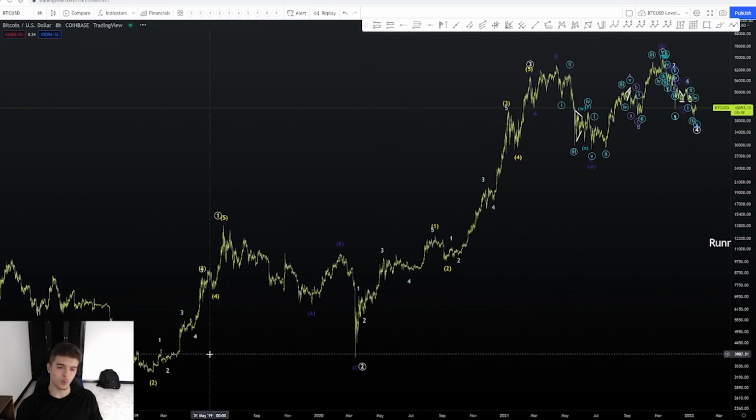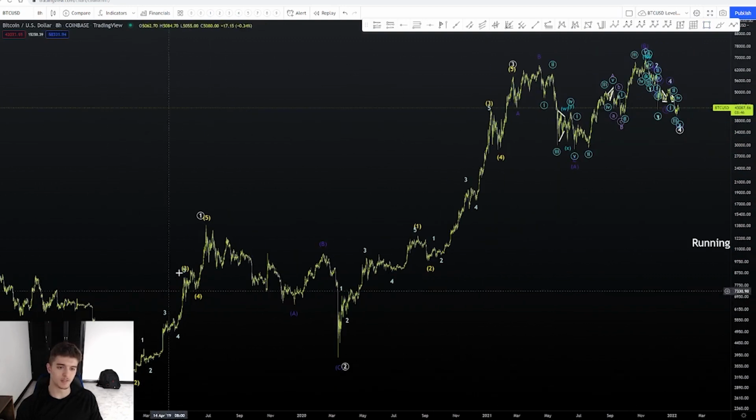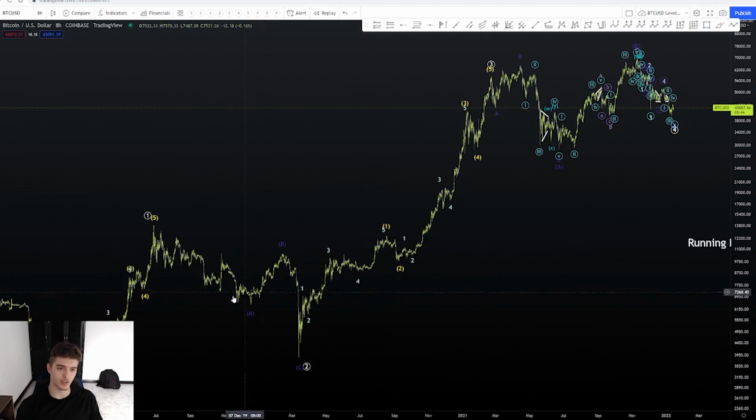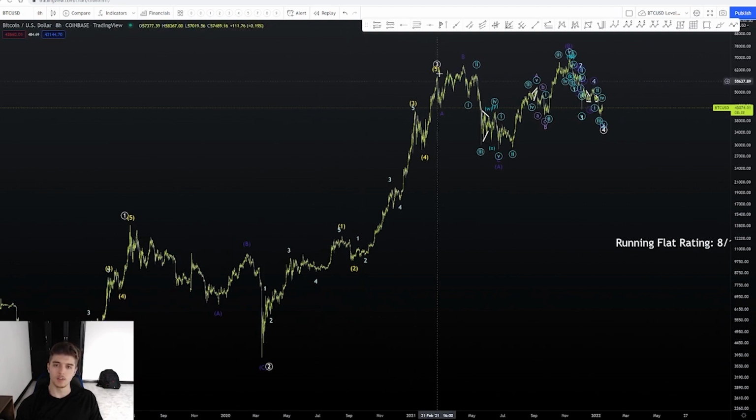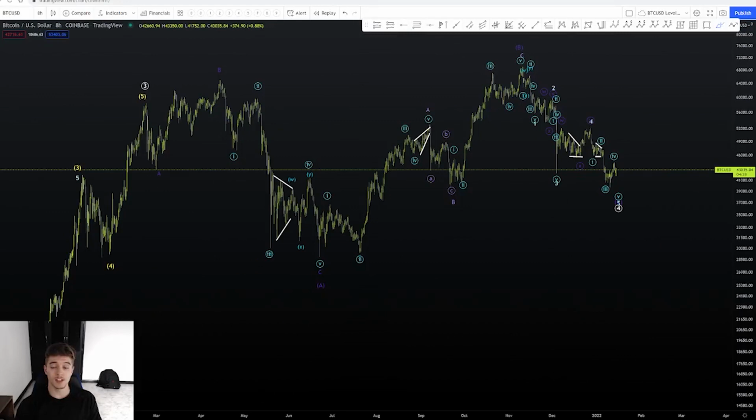But without further ado, I will give you guys a brief introduction of this more macro count. So we have this wave 1, primary wave 1 right here, down for this primary wave 2. We came up for this primary wave 3 here, and now we're in this primary wave 4. Okay, so now we're zoomed into the wave 4, the primary wave 4.